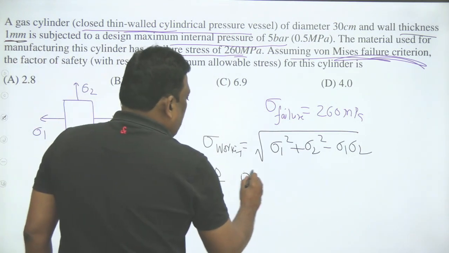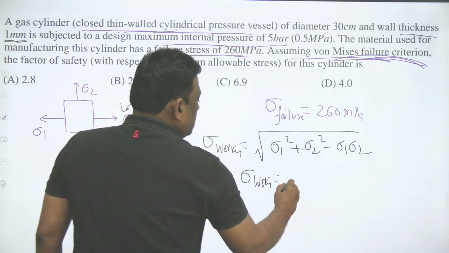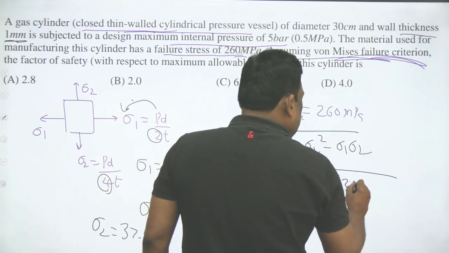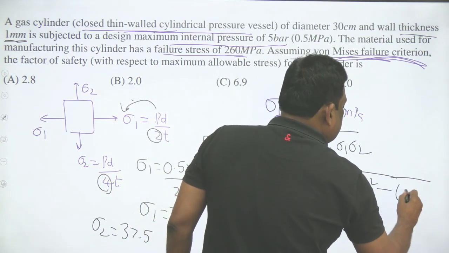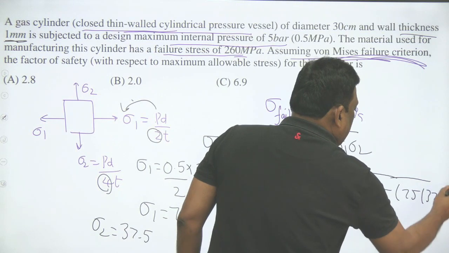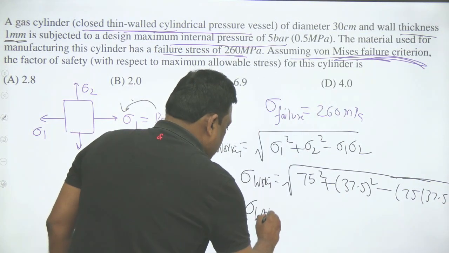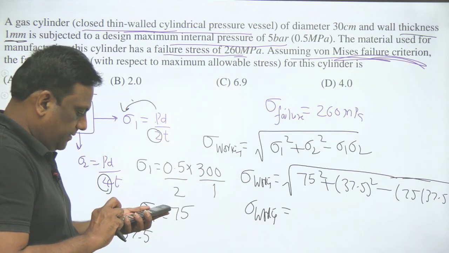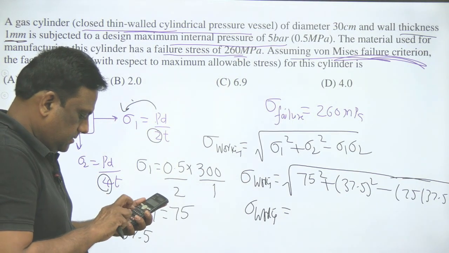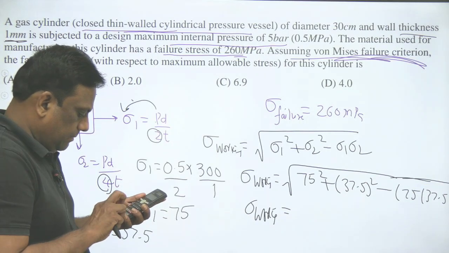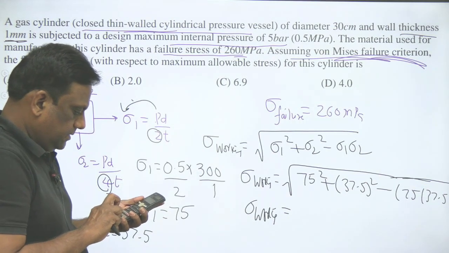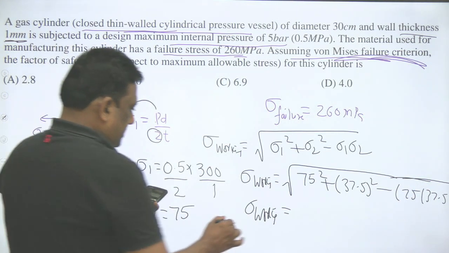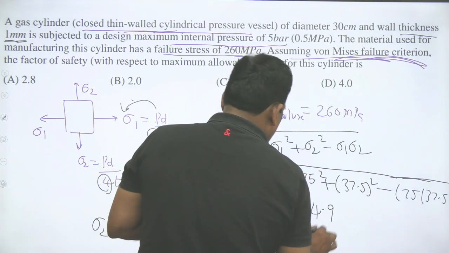Therefore, the working stress is given by sigma 1 square, what is sigma 1? 75 square, plus sigma 2 square, 37.5 square, minus sigma 1 into sigma 2. Let me check what is the working stress: 75 square plus 37.5 square minus 75 into 37.5, and the working stress is 64.9.